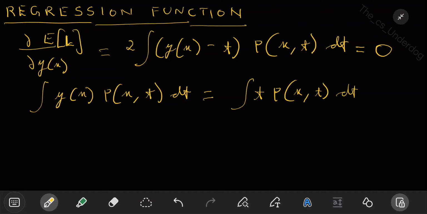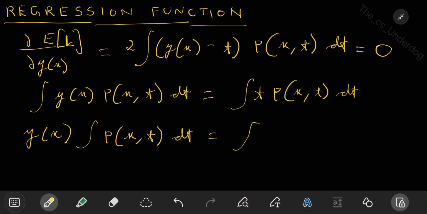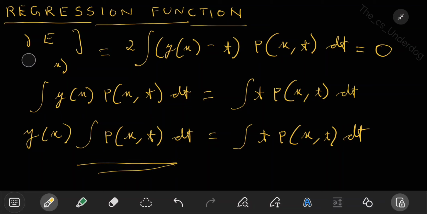I'll do one more thing. I'll take this y of x outside, then it will be more clear. Y of x into integral of p of x t dt equal to integral of t into p of x t dt. So here, what is this integral p of x t dt?